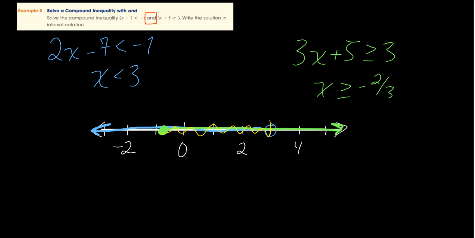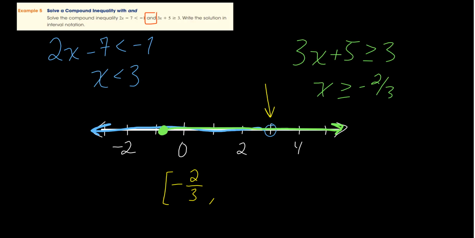So it will be from negative 2/3, and we're going to include negative 2/3, because the green line does go to negative 2/3, and the blue line also goes straight through negative 2/3, so we do include it. Okay, and where does this go to? Well, it looks like it goes to right here.